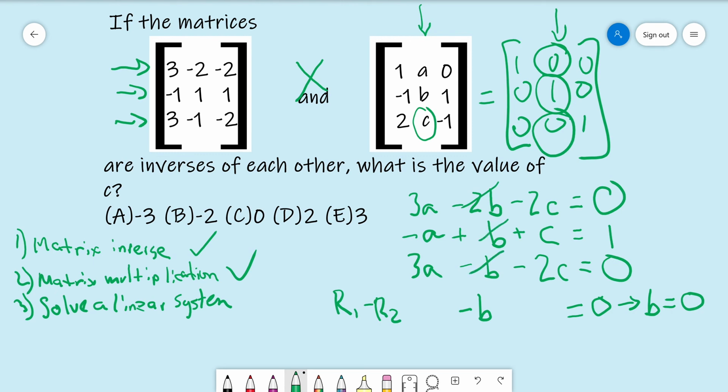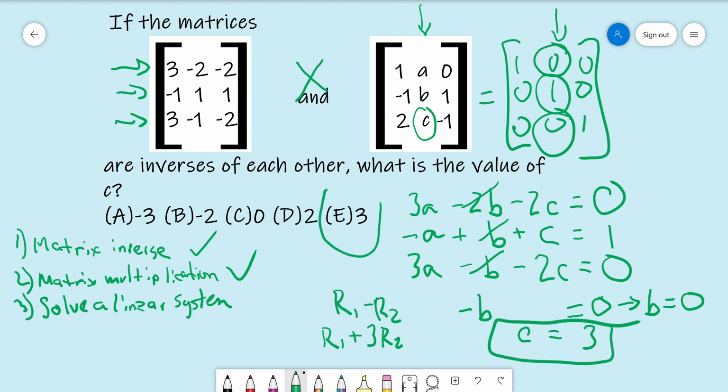So now we can use the first and the second row to find the value of c if we eliminate a. So let's take the first row and add 3 times the second row. That'll give us 3a minus 3a, that'll be 0a, and negative 2c plus 3c, that'll give us c, equals 0 plus 3, that's 3. So that's our answer. We didn't even have to find a, because all we're asked for is c. The answer is 3. That's E.